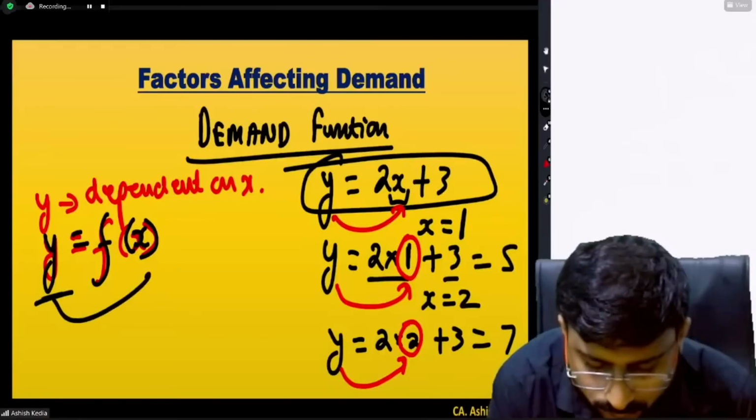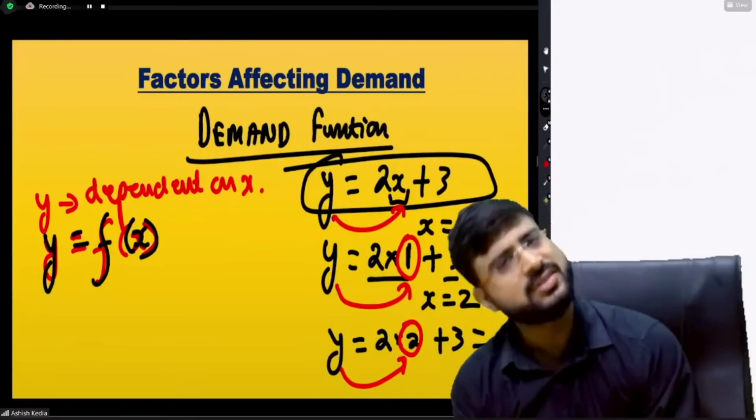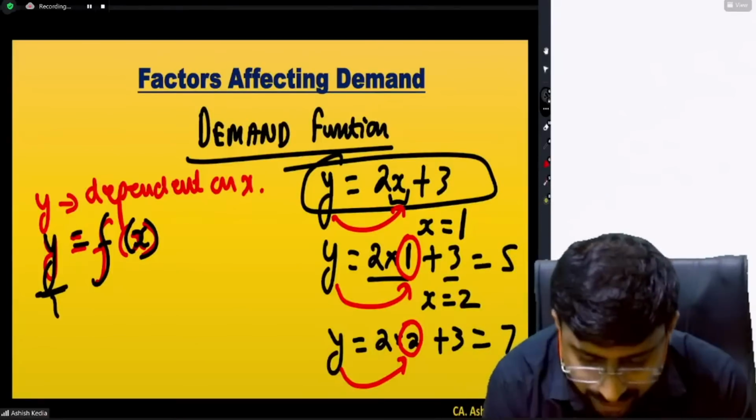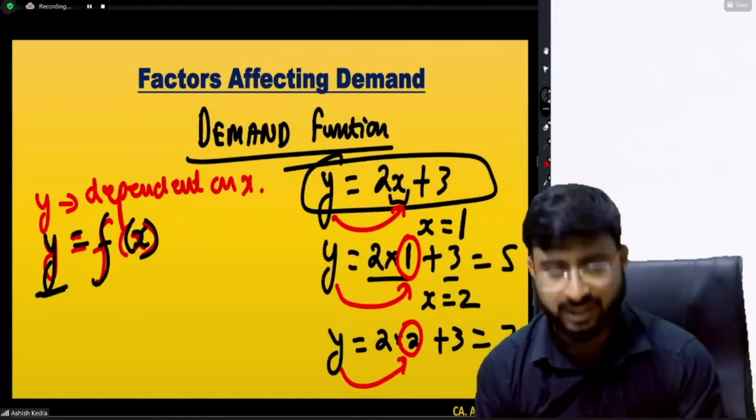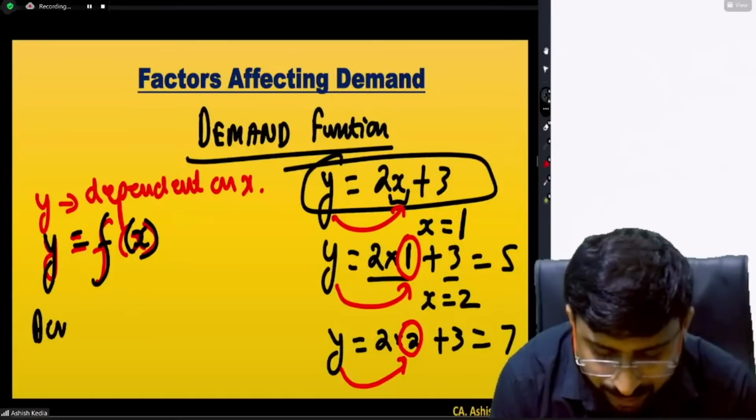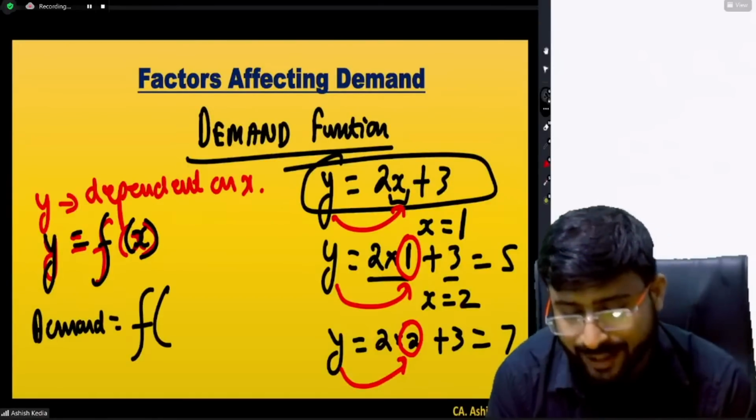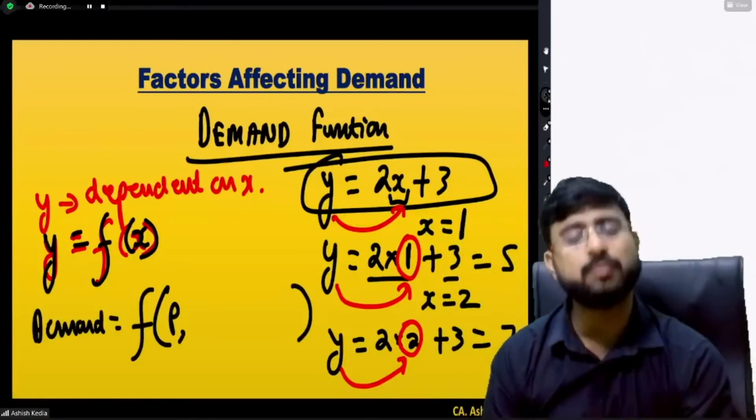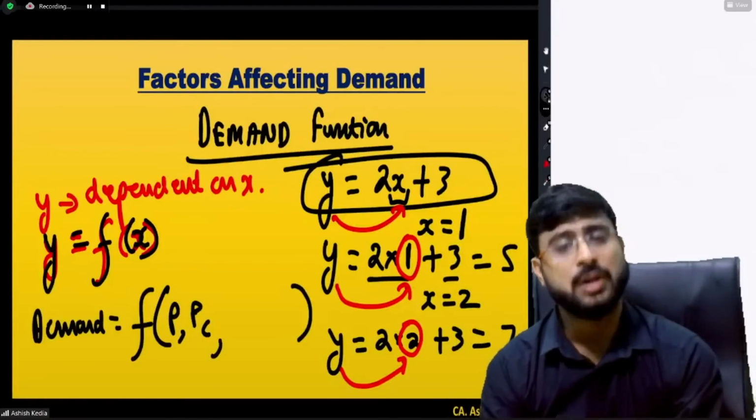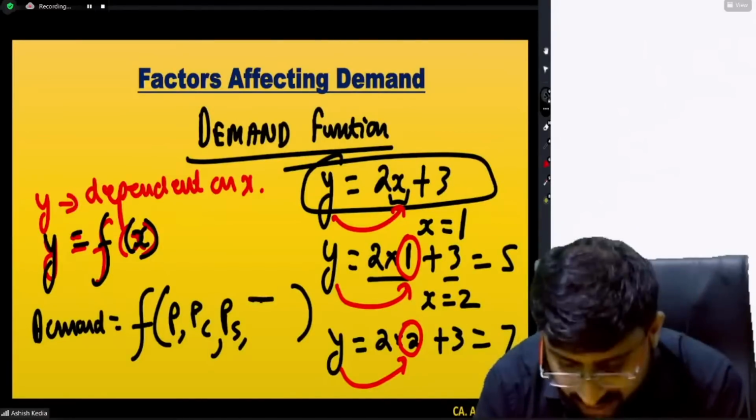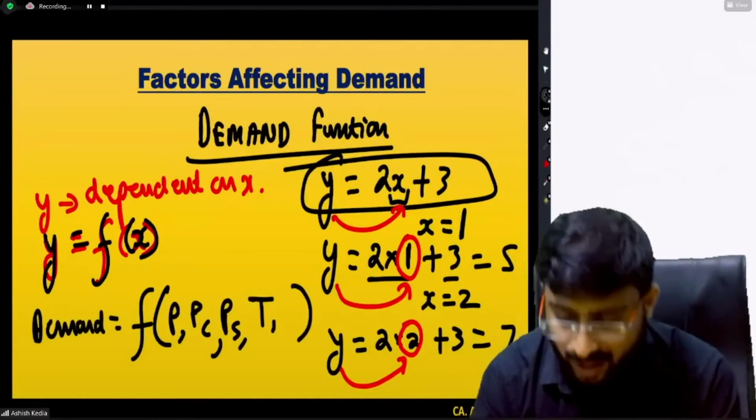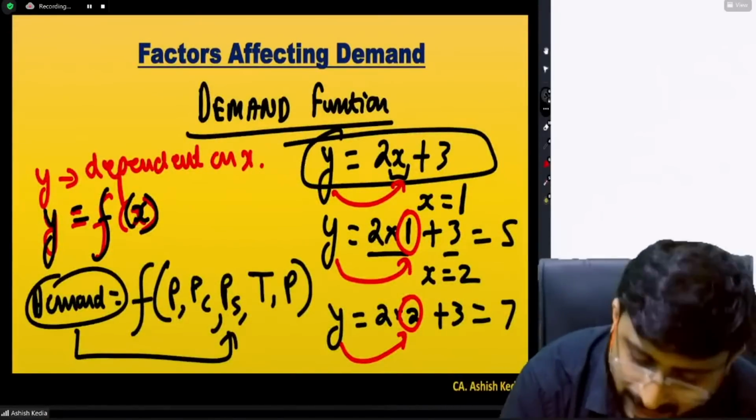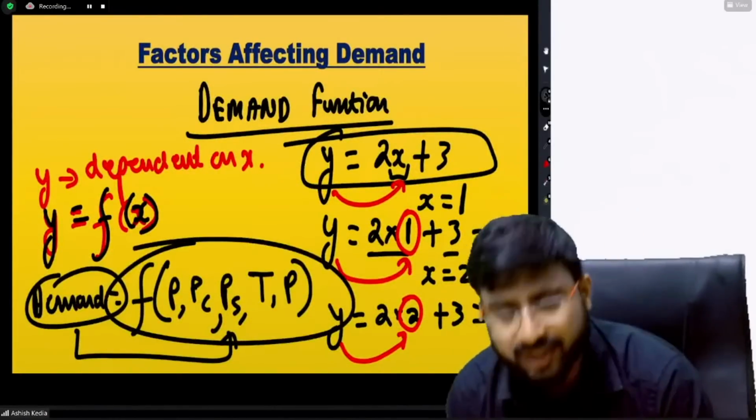Y for its value is depending on x. Is that correct? Yes, sir, that is correct. Now what I am asking you is that if y for its value is dependent on x, similarly, the quantity demanded of a product is dependent on so many factors we have just studied, like own price of the commodity, price of complementary goods, price of substitute goods, consumers' tastes and preferences, population, etc. Such a relation between demand and factors affecting demand is called demand function.